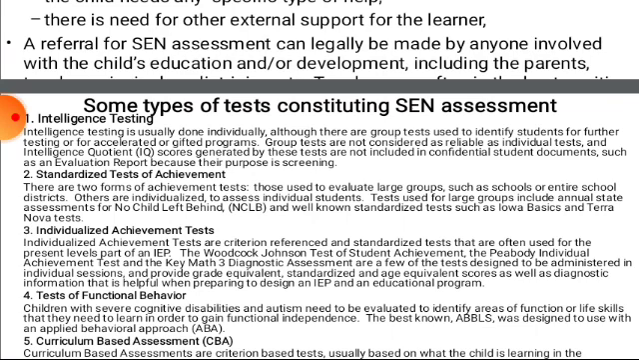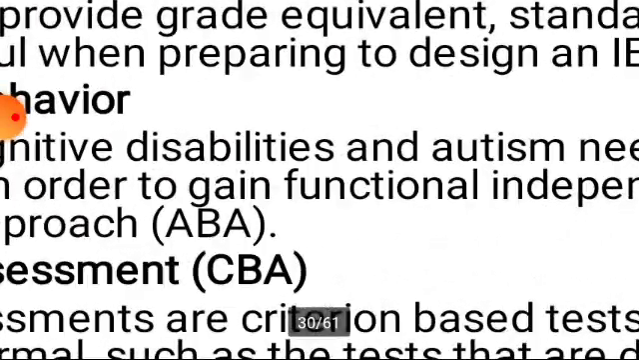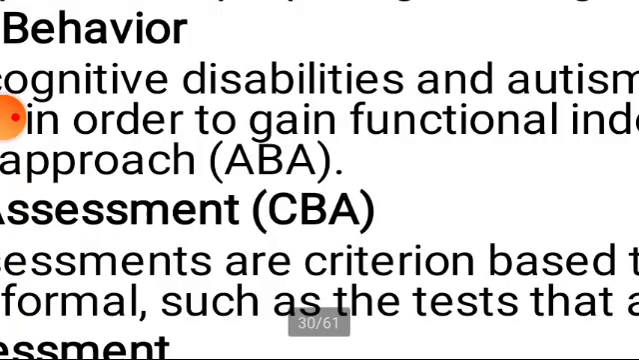The fourth type of test constituting special educational needs assessment is tests for functional behaviors. Children with severe cognitive disability or autism need to be evaluated to identify areas of function or life skills that they need to learn in order to gain functional independence. The best known, ABLLS, was designed to use with an applied behavioral approach.